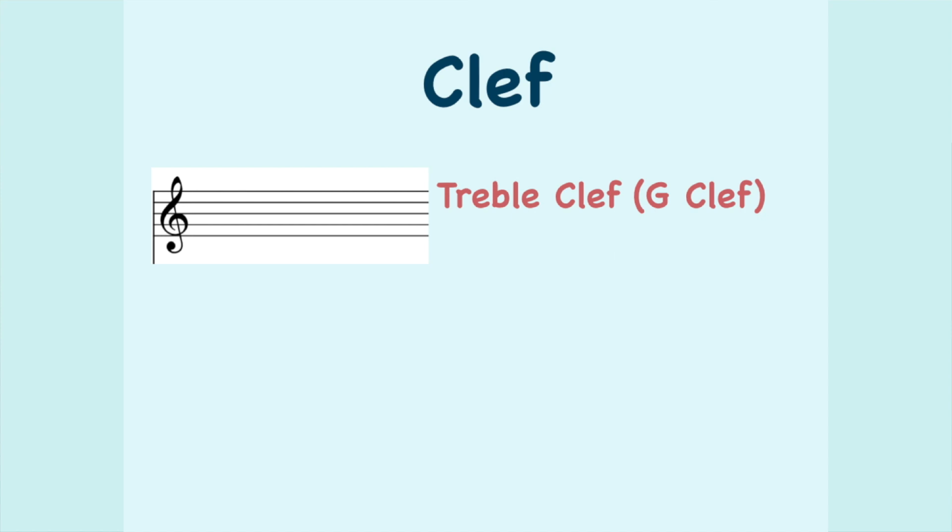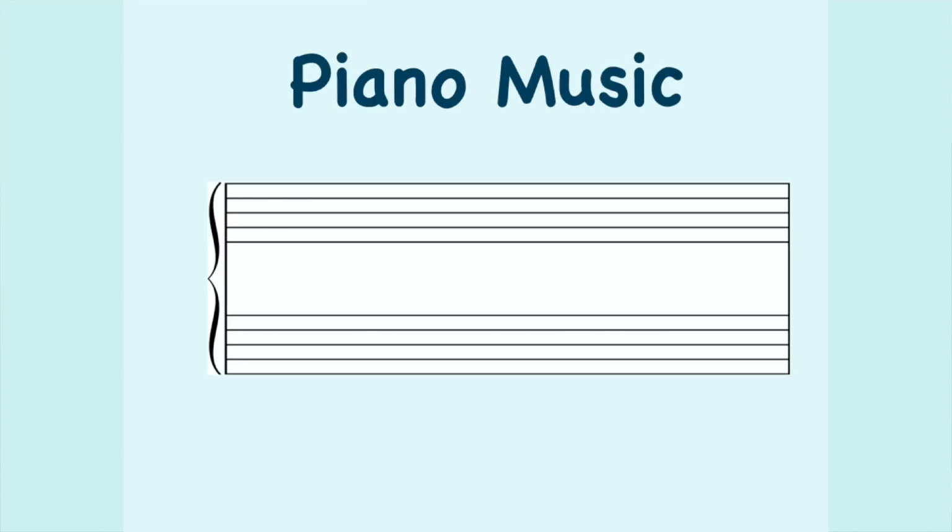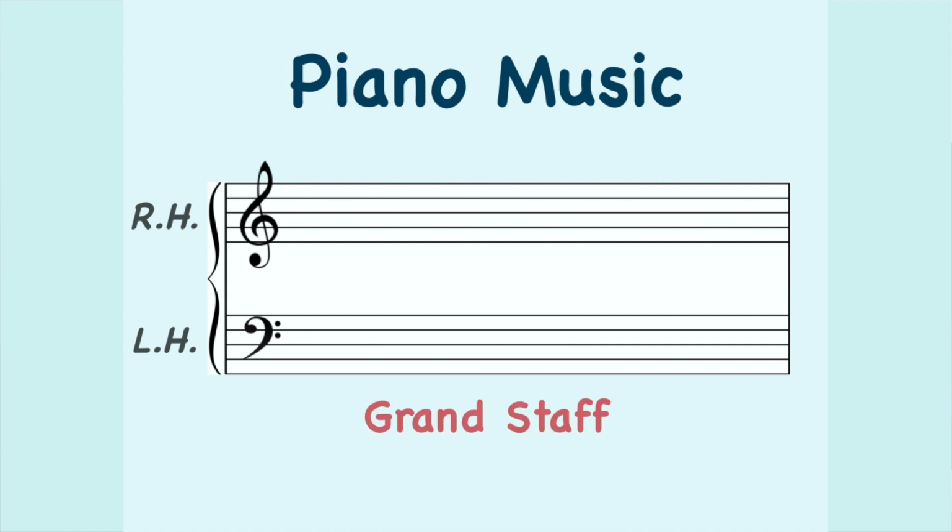The treble clef or G clef is used for the higher pitch notes that are usually played with the right hand. For the lower pitch notes, the bass clef, which is also known as the F clef, has to be used. Notes on the bass clef are usually played with the left hand. Piano music uses 2 staves bracketed together. Most often, the top stave is for the right hand notes written in the treble clef, and the bottom stave is for the left hand notes written in the bass clef. When the treble clef stave and the bass clef stave are joined together, a grand staff is formed.